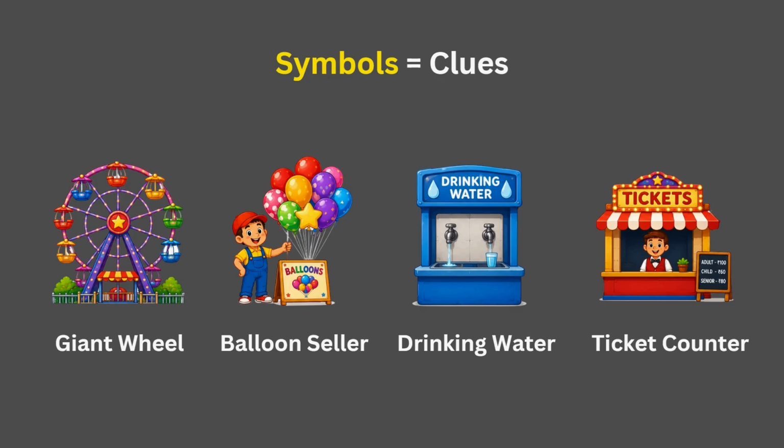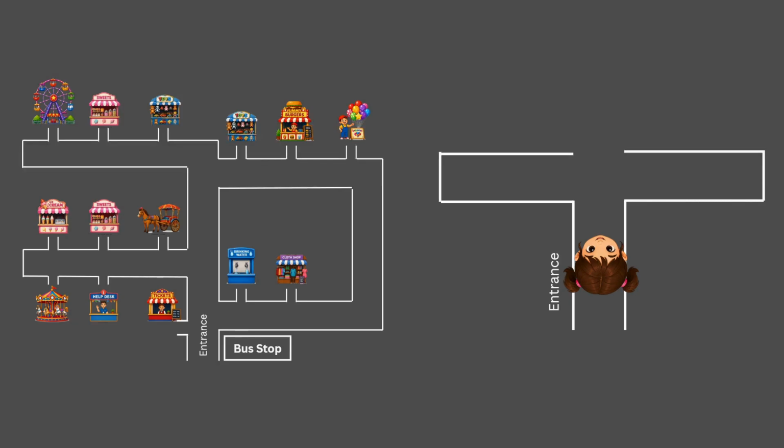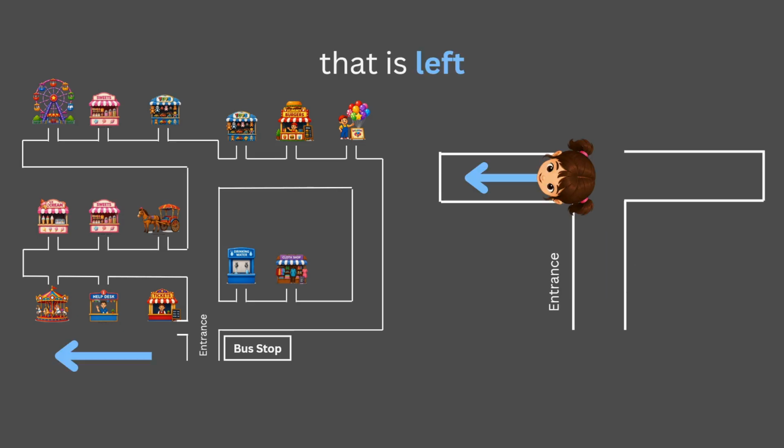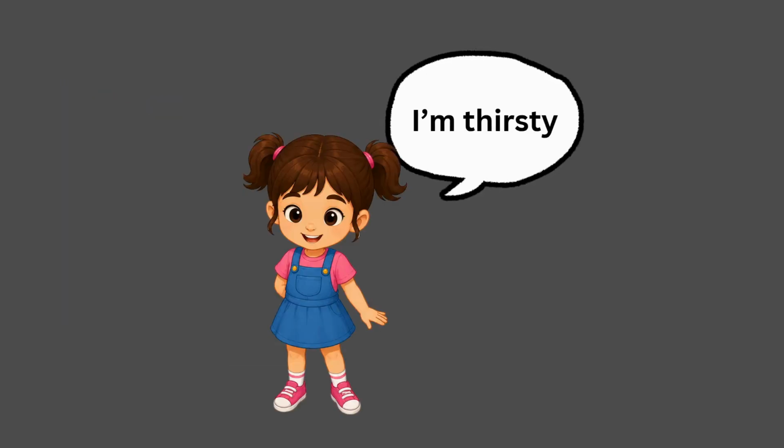Now let's understand the directions. These lines on the map show the paths that we can walk on. Suppose Riya is standing at the entrance and she is facing straight ahead. Now if she turns this way, that is left. And now if she turns this way, that is right. Now Riya says, "I'm thirsty." So let's help her reach the drinking water stall.